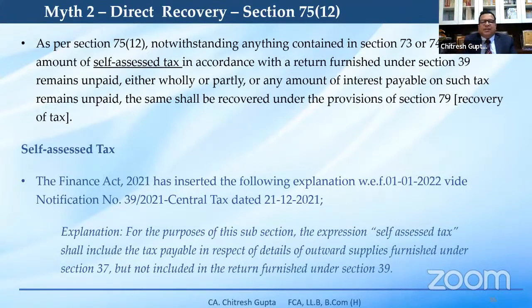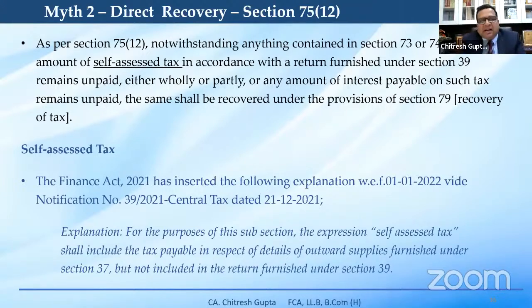Meaning thereby, if you have furnished a GSTR 1 and you have shown supply of rupees 100 in GSTR 1, and for that particular period you furnish the GSTR 3B and you have shown the supply of rupees 60, in that case there is a difference of rupees 40. Now, as per this explanation, this rupees 40 will be treated as self-assessed tax, and the department has the power to recover that tax without going through the procedure of issuing the SCN and straightway resorting to the recovery under section 79.